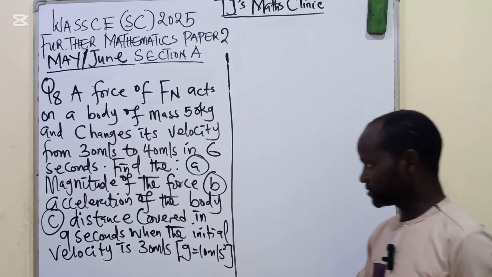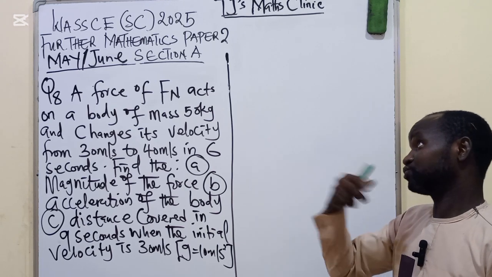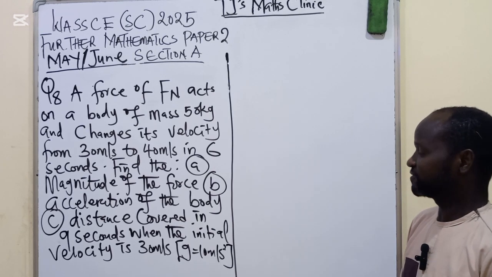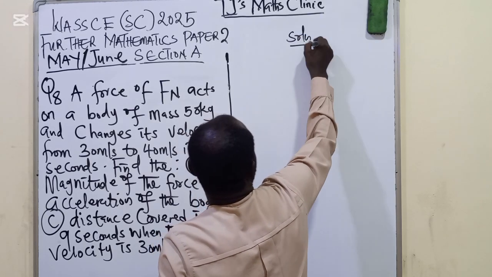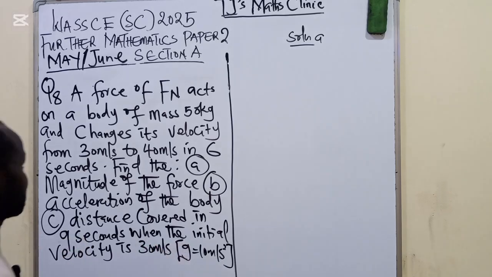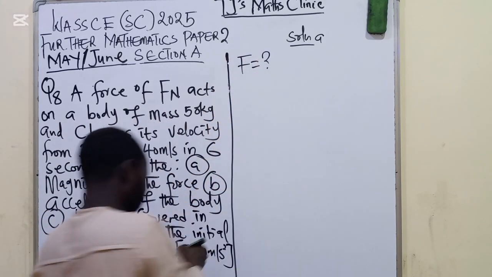Let's consider this question. This is from dynamics, that's the first thing to do, which is one of the branches of mechanics. Let's look at how we can handle this. Let's write down the solution. Solution to A now. We are asked to find the magnitude of the force. Let's bring out the information from the question. The force F is not given.